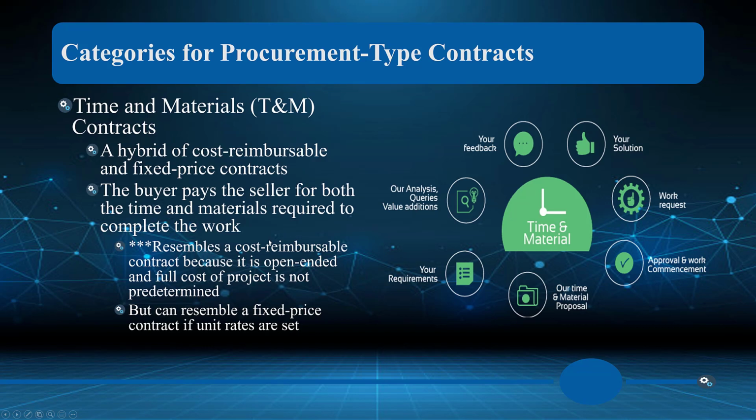Now, time and materials contracts. So a hybrid of cost reimbursement and fixed price contracts. The buyer pays the seller for both the time and materials required to complete the work. We talked about that.